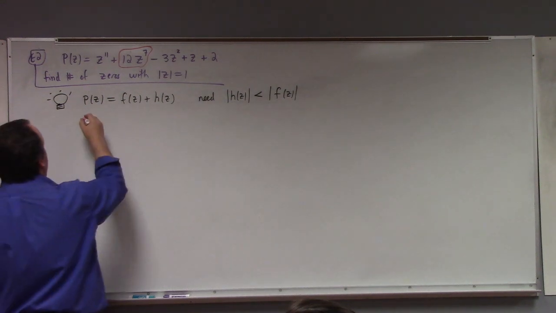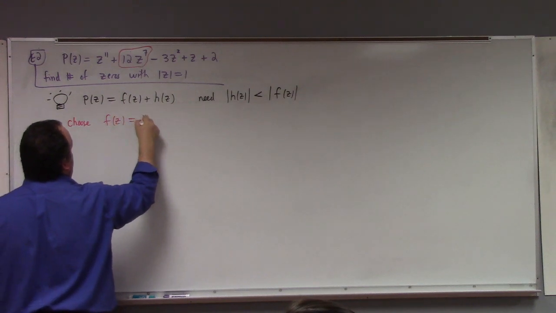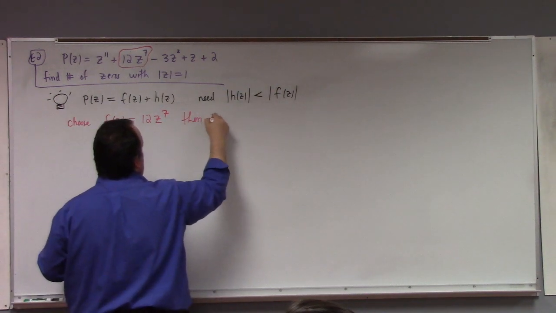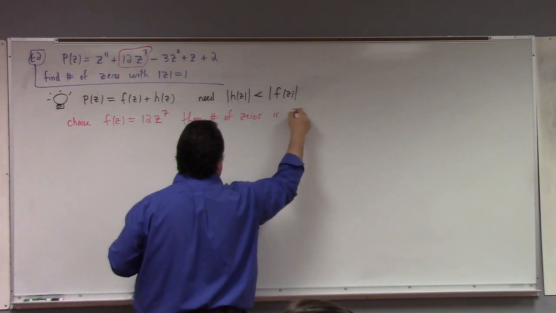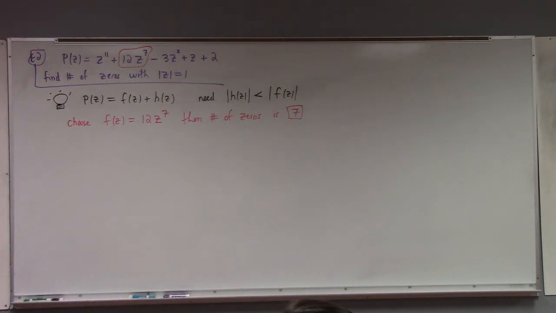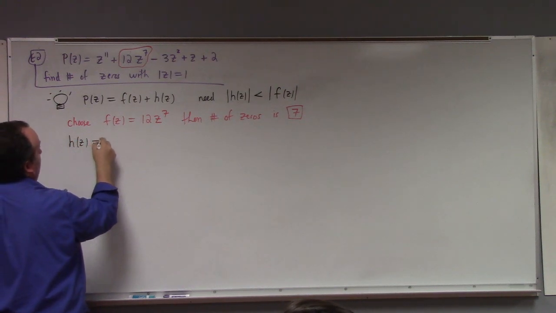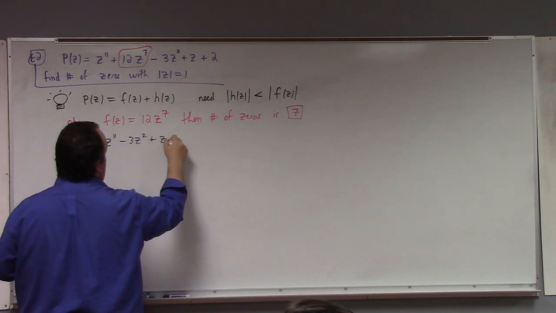If I say f of z, so I'm going to choose f of z is equal to 12 z to the 7th, right? And then the number of zeros is what? 7, right? Because 12 z to the 7th has the origin as its 0 with order 7. So if I do that, my h of z is what? Yeah, everything else. So I got z to the 11th minus 3z squared plus z plus 2, right?